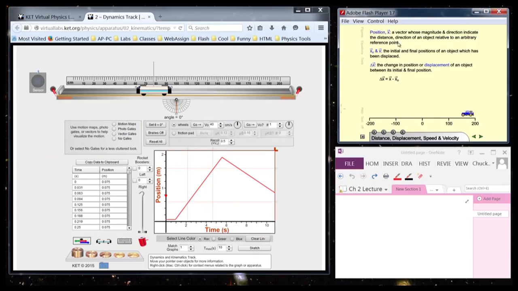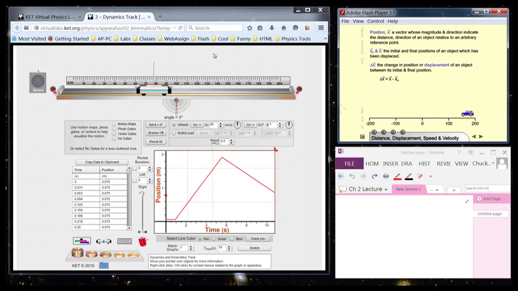The speed, and I've been going back and forth with those two words. So far, it didn't really matter which one we used. But when we start getting involved in considering the directions of things, then we're talking about vectors, and we have to be more careful. So the position of something is a vector whose magnitude and direction indicate the distance an object is relative to some arbitrary reference point.